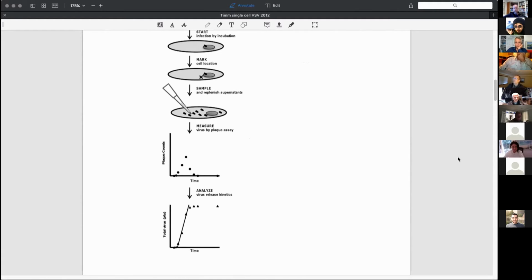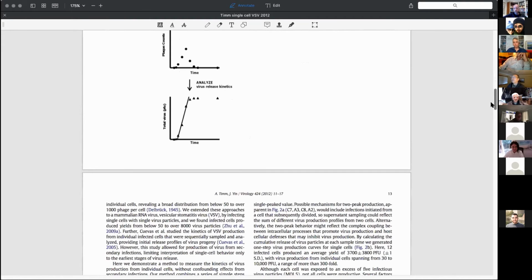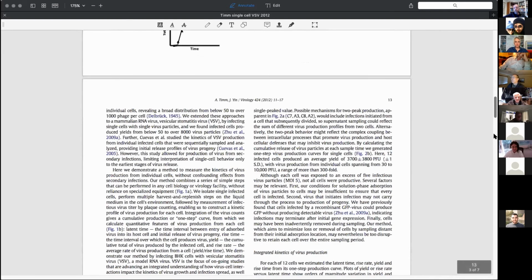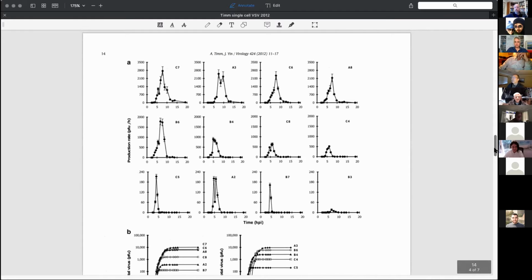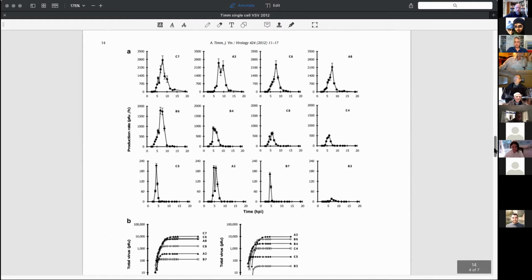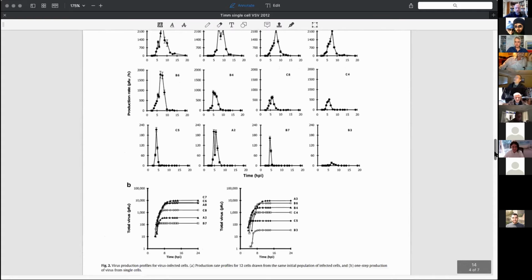This is your area under the curve, Alan, except it's a single cell. Then you can get a total virus per time. When she did that for, I don't know, 12 cells here, in A those are the single cell counts as a function of time, so that's PFU per hour. Then you integrate those and you generate these single cell one-step growth curves, which are all over the map with respect to yield. Here's one down here that's maybe 20 or 30 yield, and here's one up around 10,000. These are all cells from the same dish.